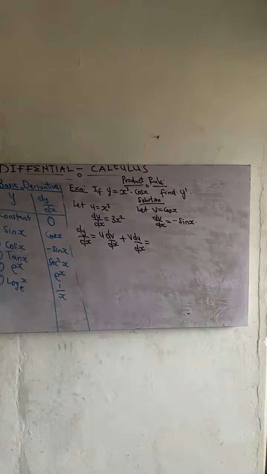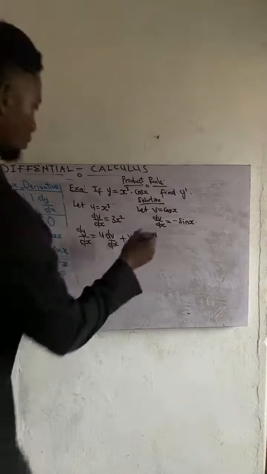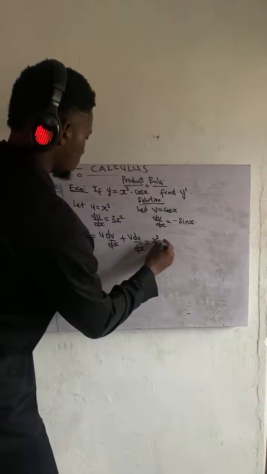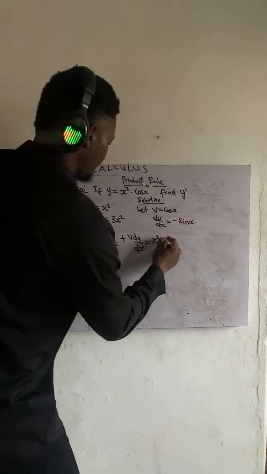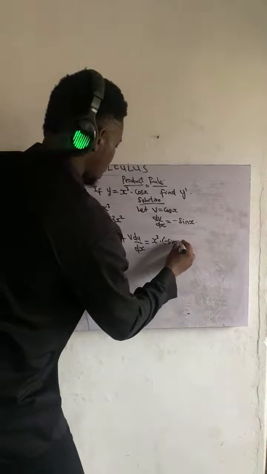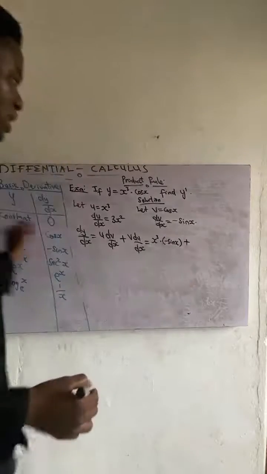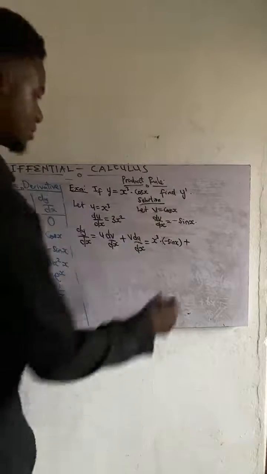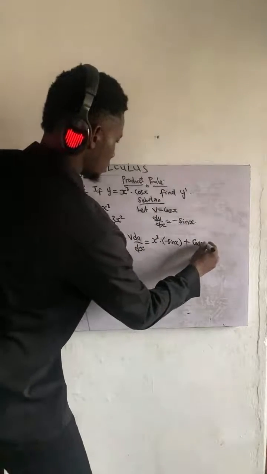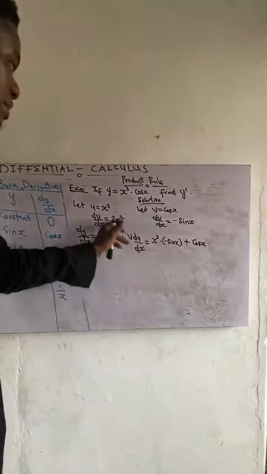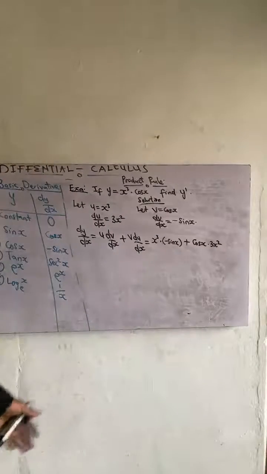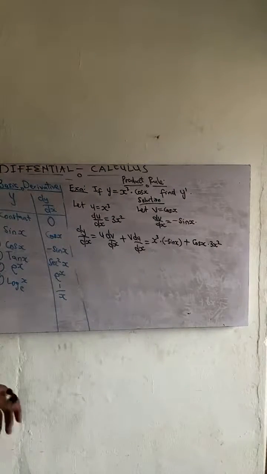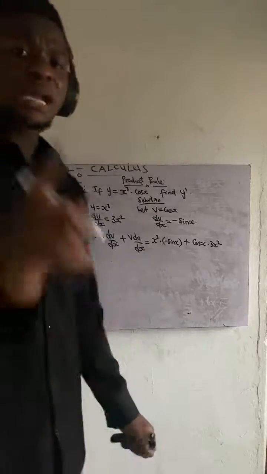Guys, my u is x cubed. My dv dx is minus sine x, plus v is cos x. My du dx is 3x squared. Then guys, I'm going to connect these two things together. I'm going to connect them together. Let me tell you something, guys.